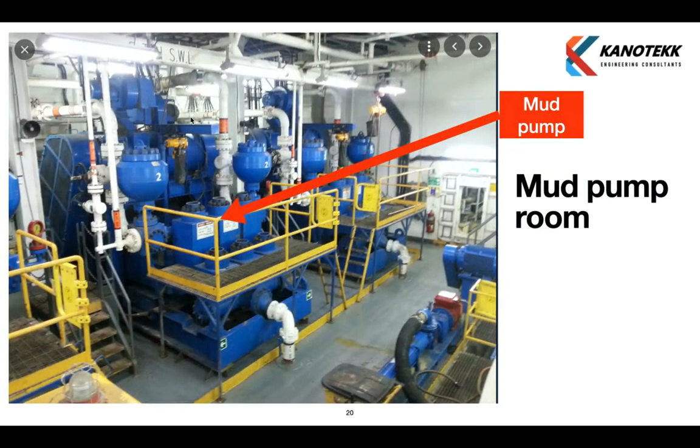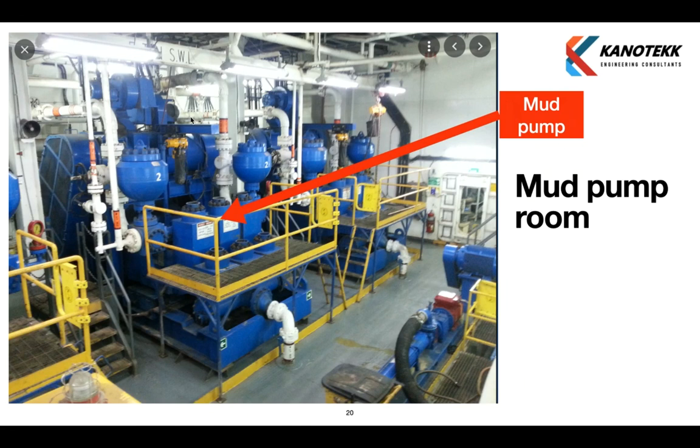Okay, the image we are seeing now is a mud pump room. The blue colored equipment which we are seeing here, as described earlier, is a mud pump. It is a huge unit. Generally there will be three mud pumps in an offshore oil rig. Two will be running and one will be on standby, which can generate pressures up to 7,500 psi.